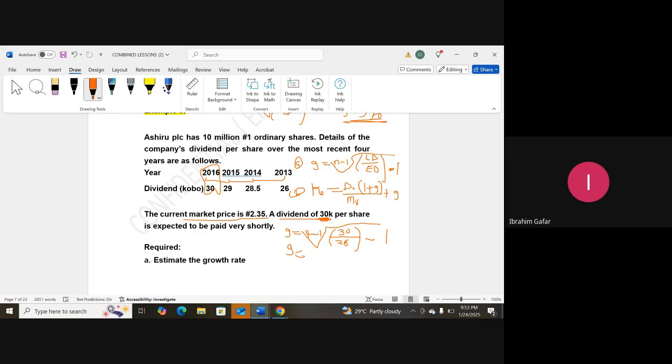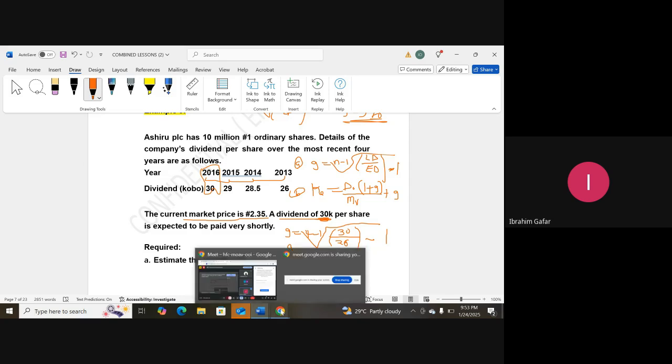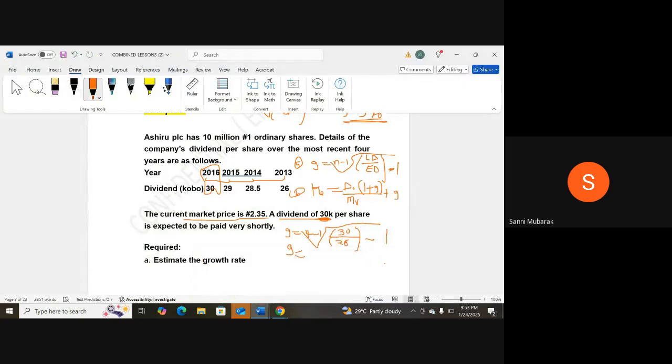Growth rate, please. The growth rate is 4.88 percent. So that means we can say 4.9, one decimal, right? Yes, sir. 4.9%. So this is my growth rate.